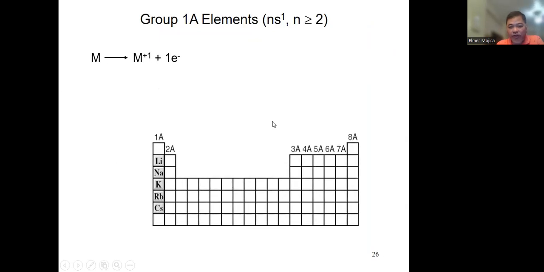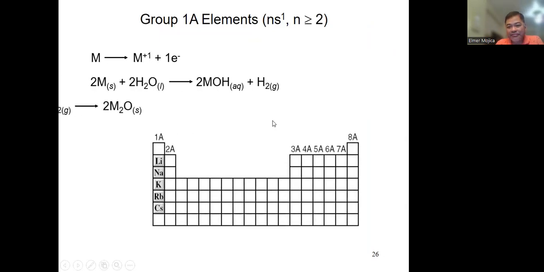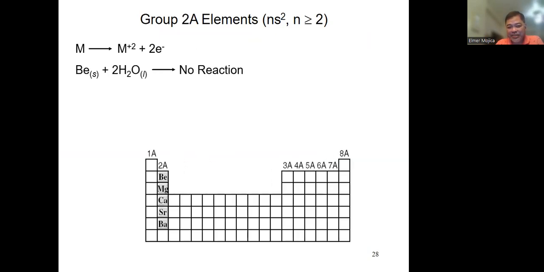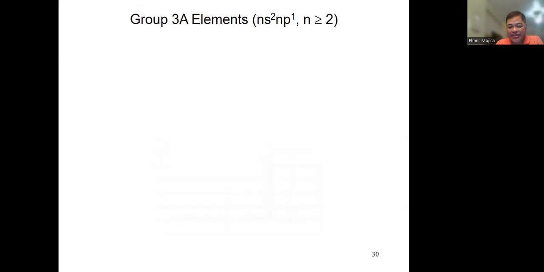And I think that's all that I have for module 1. The rest is just about the different group elements.